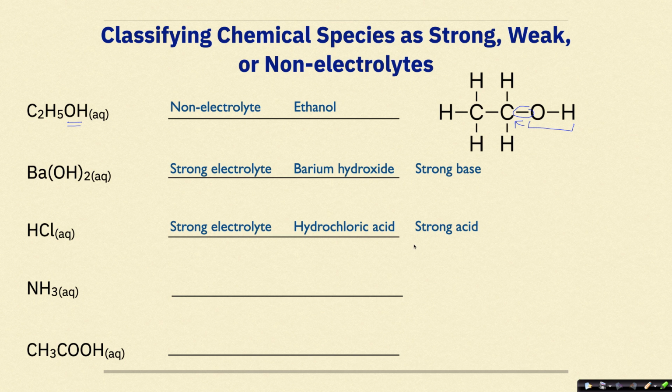NH3 is a weak electrolyte. This is ammonia, and it is a weak base. CH3COOH is an organic acid. It is a weak electrolyte, so it is ethanoic acid and is a weak acid.